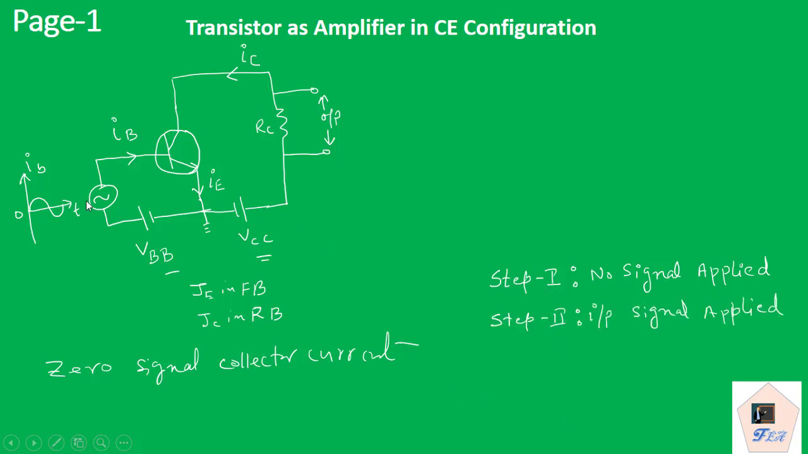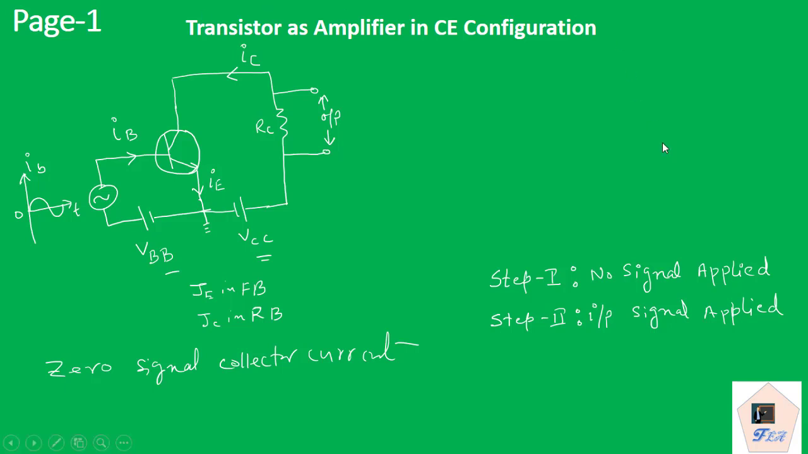Now as the second step, we are applying some input signal. Then the forward bias on JE will keep on increasing or decreasing depending on whether the signal is in the positive or negative half cycle. During the positive half cycle of the signal, the forward bias on the emitter junction is increased. As a result of that, the total collector current IC will also increase, and the reverse will happen during the negative half cycle of the signal.